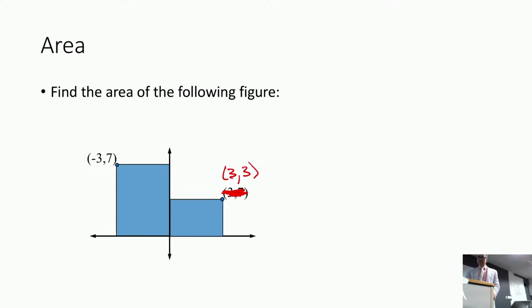All right, Allie, do you know what the area is for this thing? 30. It is 30, yeah. So you basically just added the two areas together. Very nice. So we can add those two areas together.